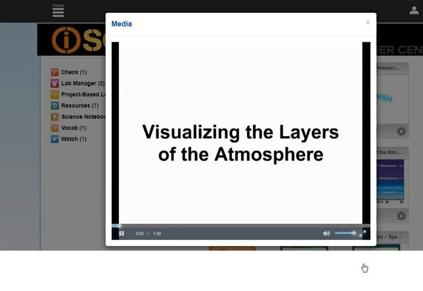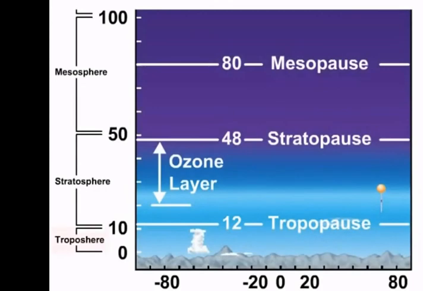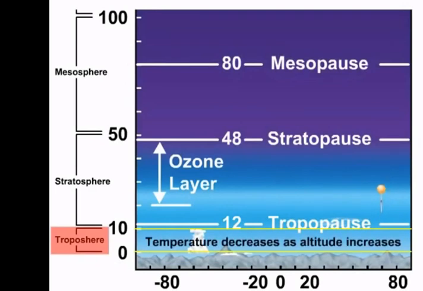Visualizing the layers of the atmosphere. Earth's atmosphere is made up of 5 layers. Each layer is unique in composition and temperature. The layer you're most familiar with is the troposphere, the layer closest to Earth's surface. In the troposphere, the temperature decreases as altitude increases. When you fly in a plane, you might be flying at the top of the troposphere.